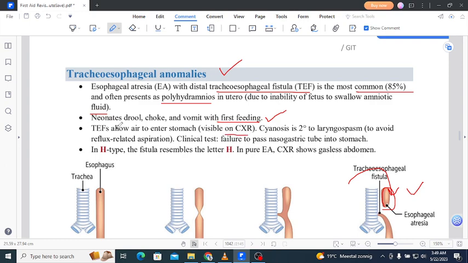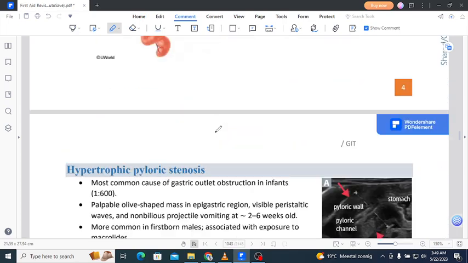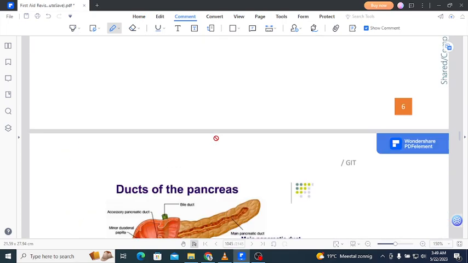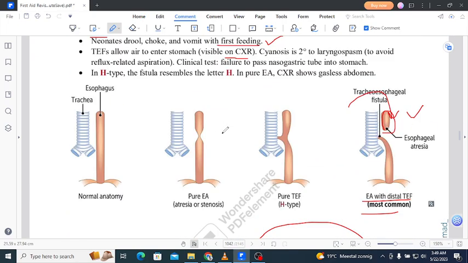The tracheoesophageal fistula will allow the air. Normally the air is present inside the stomach, but to a smaller extent. But with the tracheoesophageal fistula, a large bubble of air can be seen inside the stomach. Why? Because the distal part of the esophagus is continuous with the trachea, and the air that enters the trachea after the child is born will go into the stomach, and a bubble of air can be seen inside the stomach.